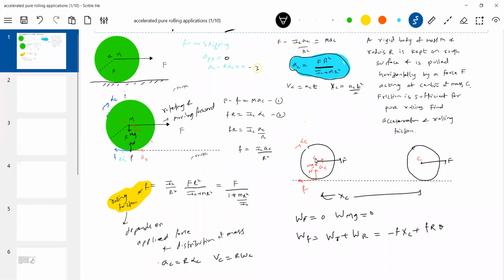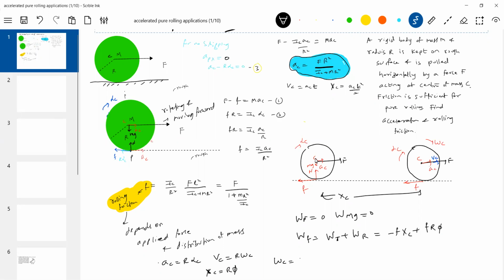At this particular point, what is the state of the rigid body? It will have acceleration of center of mass, it will have angular acceleration, it will have angular velocity, and the center of mass will also acquire velocity. Then for accelerated pure rolling, what we write? AC equals R alpha C, VC equals R omega C, then also X is equal to R theta. Theta is not an angle, it is an angular displacement.